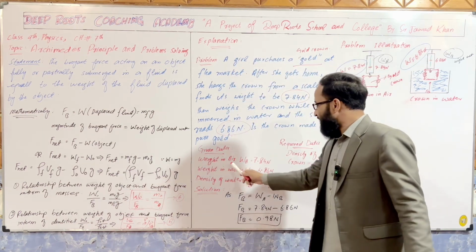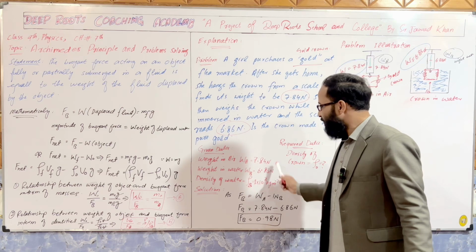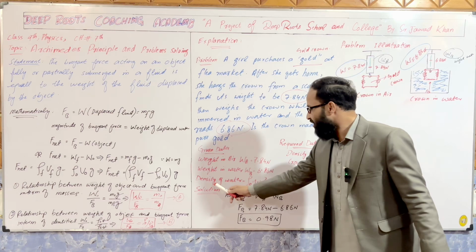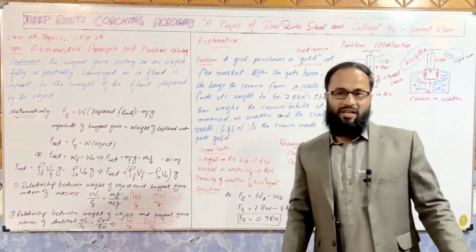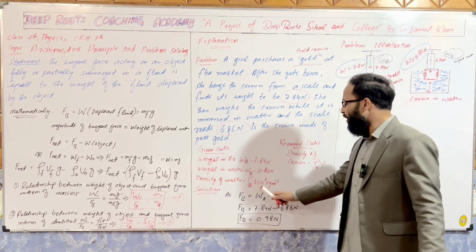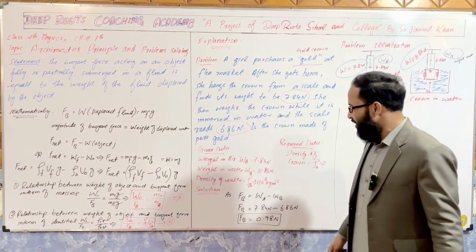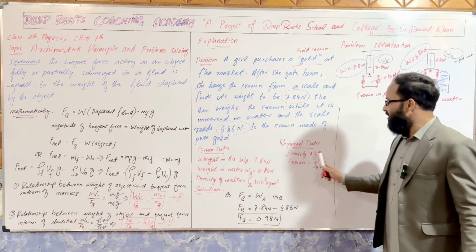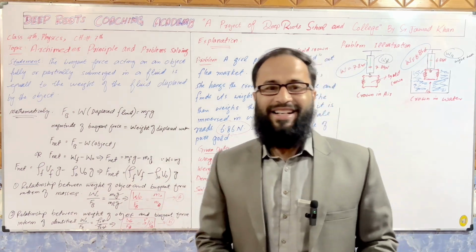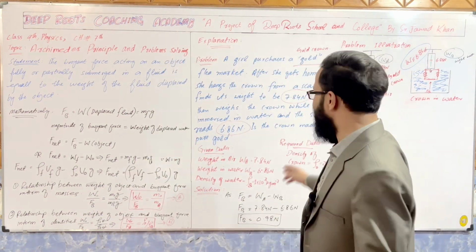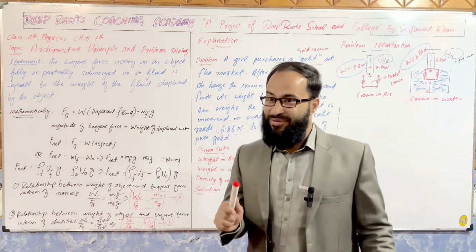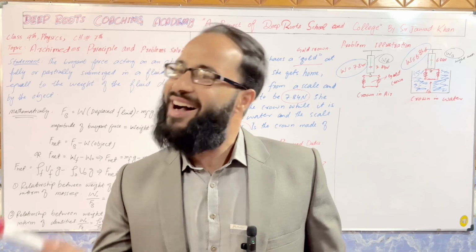So given data: weight in air is 7.84 Newton, weight in water is 6.86 Newton, and the density of the water, you should just keep this in mind, is the fixed density of water everywhere, which is 1.0 multiplied by 10 raised to 3 kg per meter cube. And the required data is the density of the object. If we find the density of the object, which is the golden crown, we will be able to check whether the crown or the gold is pure or not.